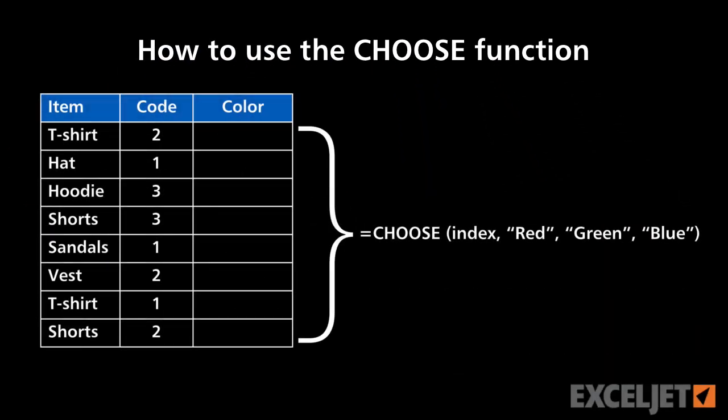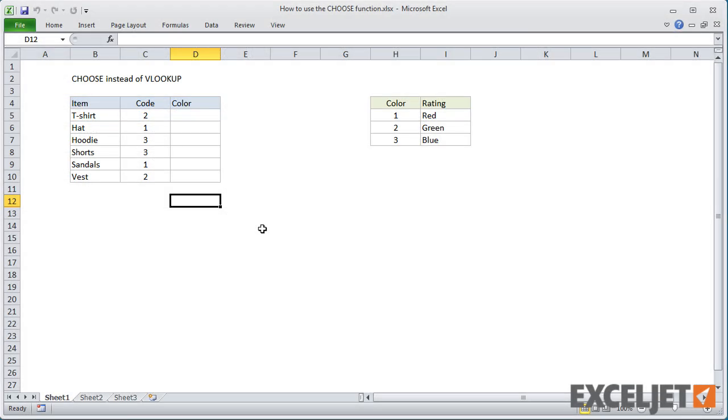In this video, we'll look at how you can use the choose function. Let's look at three examples. In this first example, we have some items listed with a numeric color code. We want to bring these names into column D.